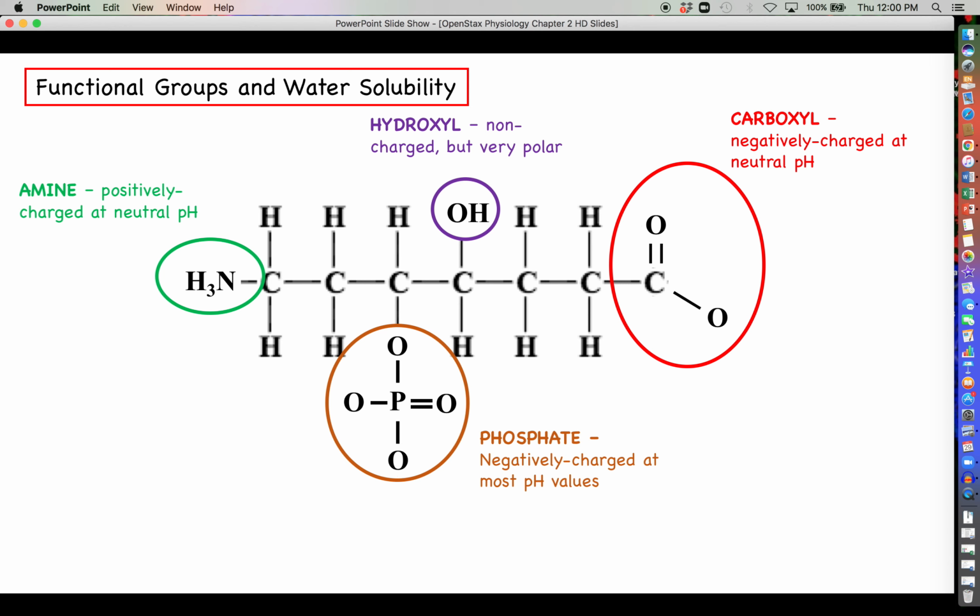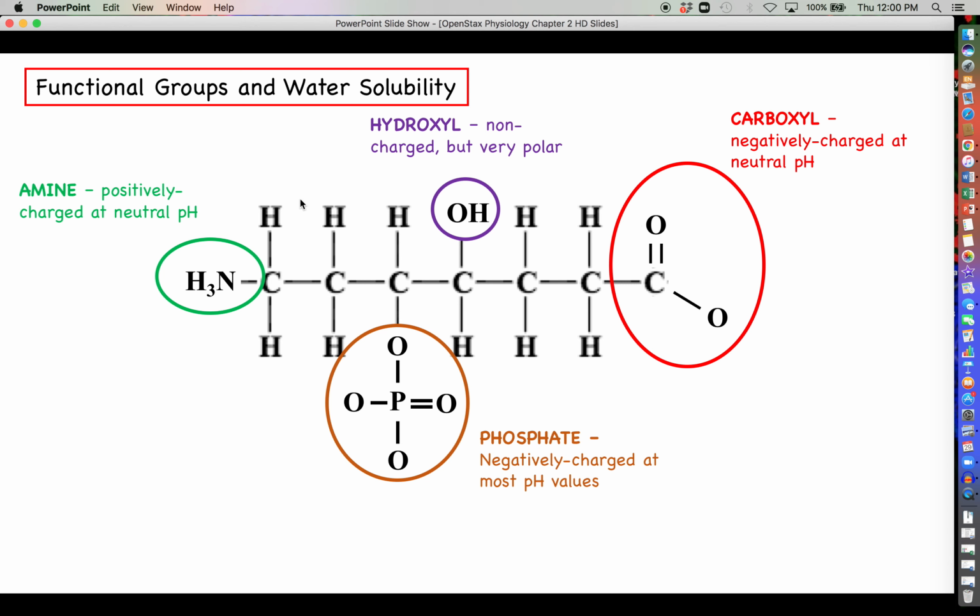So the way to kind of think about this is that if you picture this molecule being surrounded by water, you actually have several different places where water can kind of latch onto and solubilize the molecule as a whole. Water can surround the phosphate, water can surround the amine, water can surround the hydroxyl, and water can surround the carboxyl groups, because polar molecules like to congregate around other polar molecules.